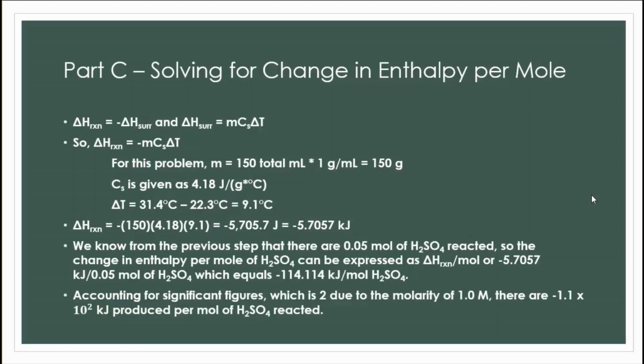Accounting for significant figures, which is 2 due to the molarity of 1.0 molar. See, there's only 2 significant figures there. Additionally, you can see the same 2 significant figures from our calculated change in temperature. When we're doing subtraction, we keep to the largest decimal place that is in both, in this case the tenths place in both of them, which for this problem leaves us with 2 significant figures for change in temperature. Then using our 2 significant figures, we restate the change in enthalpy per mole as negative 1.1 times 10 squared kilojoules produced per mole of H2SO4 reacted.